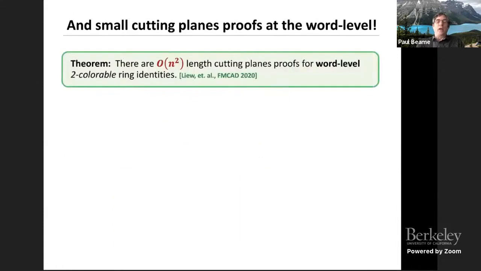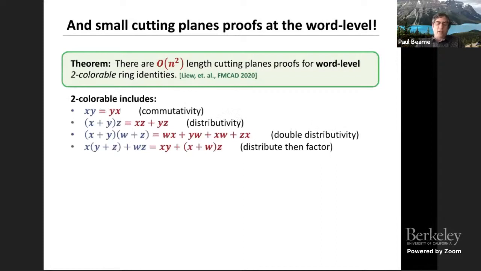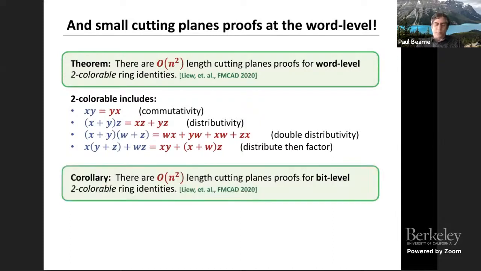And in fact, we can get small cutting planes proofs. So the word level equalities for not all ring identities, but a large class that we call two-colorable. We don't know that you can't for others, but these are the ones we were able to do, and examples include commutativity, distributivity, and others like that. And of course, because of the previous results, there are n-squared length cutting planes proofs for bit level ring identities, which is the first approach that can do identities at the bit level.